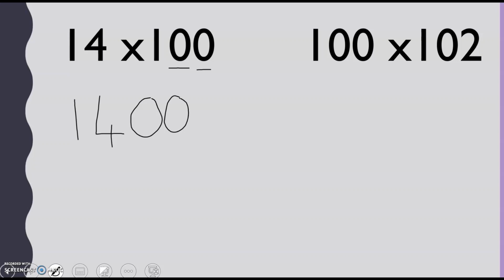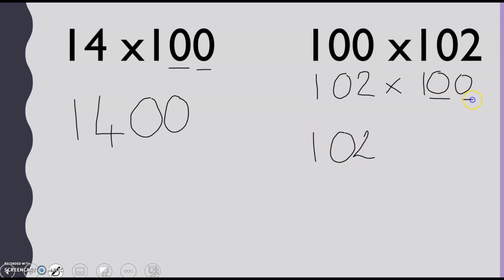We've been given 100 times by 102. Remember, when we have 2 numbers multiplied together, it does not matter the order in which we do them. So this is just the same as being asked to do 102 times by 100. So I take my 102. We've got 2 zeros in 100, so I'm going to put 2 zeros at the end, and that then gives us 10,200.